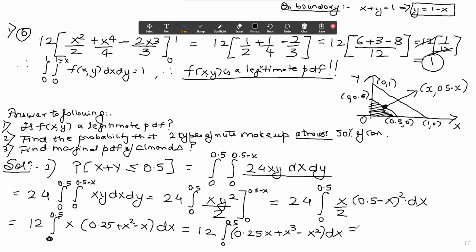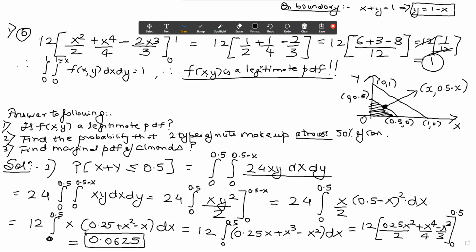If I further integrate it, this will be 12 times 0.25 x square by 2 plus x4 by 4 minus x cube by 3, and I will run this from 0 to 0.5. Now guys, this part you can try at home. Put 0.5 in this expression. You will get the answer exactly as 0.0625.